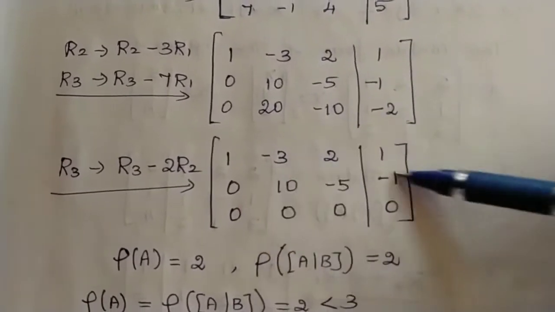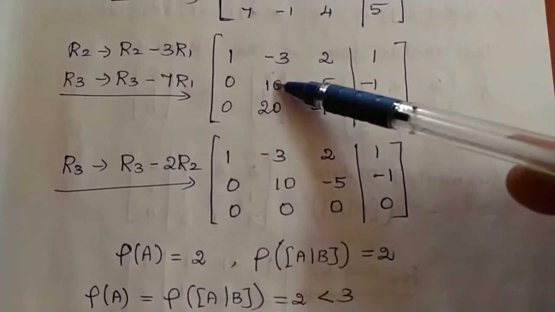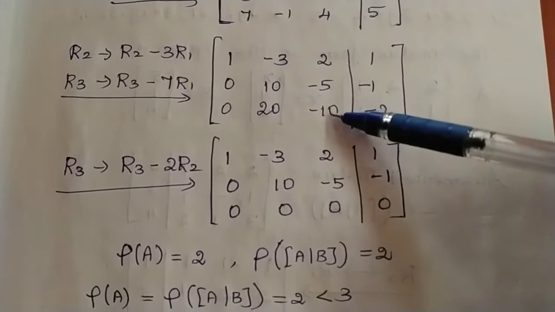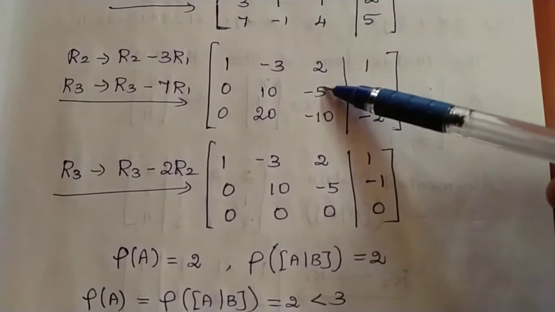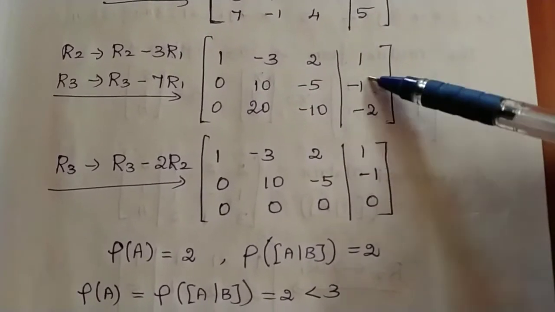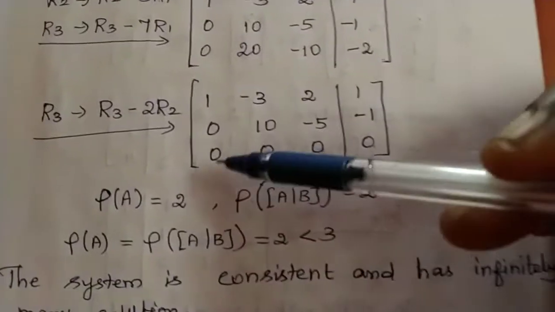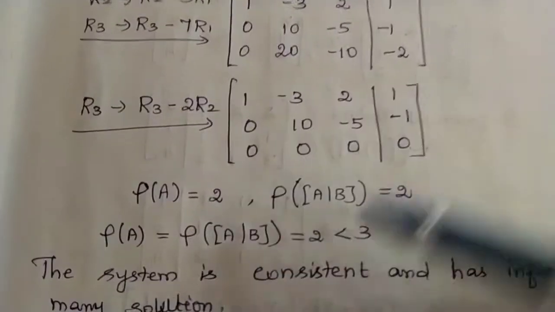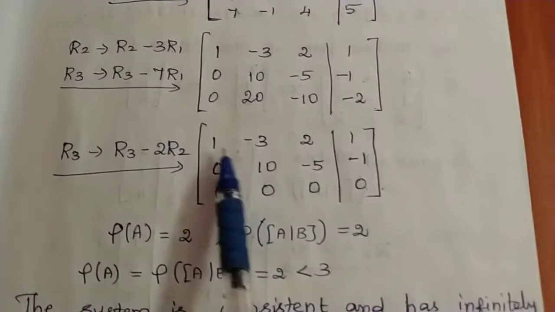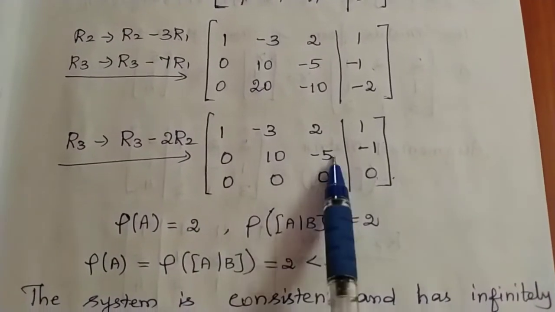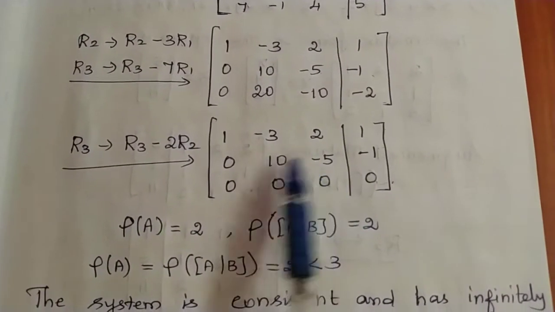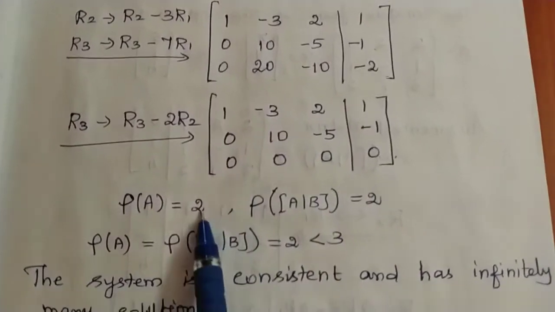R1 has no change, R2 has no change, and subtract directly. 20 minus 20 is 0, minus 10 plus 10 is 0, here minus 2 plus 2 is 0. Now the last row is 0. That is the rank of A: one non-zero row, second non-zero row, and here 0. Then there are 2 non-zero rows, so the rank is 2.